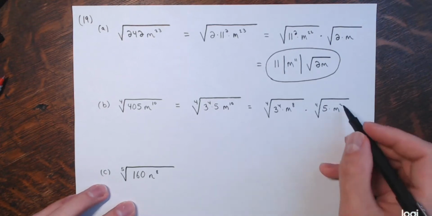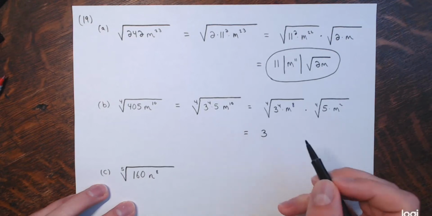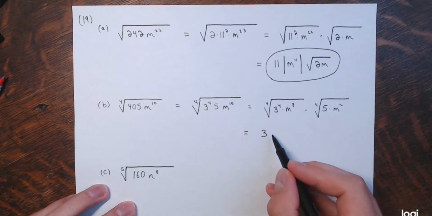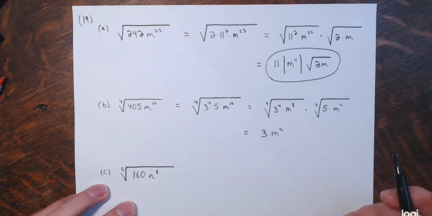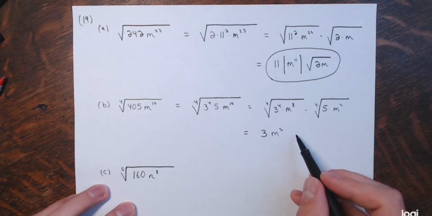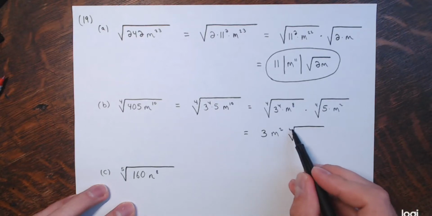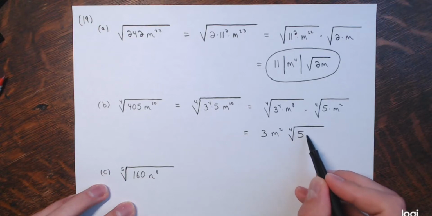Power less than 4. The fourth root of 3 to the fourth would just be 3, no need for absolute values on that. The fourth root of m to the 8th would be m squared, which also doesn't need absolute values, because any real number to an even power is not going to be negative, so I don't need absolute values this time. It wouldn't hurt to write them, you can still write them, but not necessary. And then times the fourth root of 5m squared.